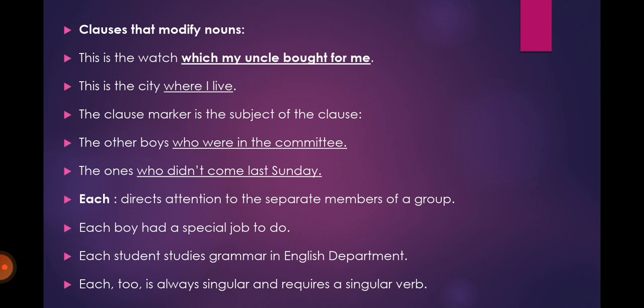مثل the other boys who were in the committee. الأولاد الآخرون الذين كانوا في اللجنة. who were in the committee. who هي subject، were الفاعل، in the committee عندي هنا prepositional phrase. The ones who didn't come last Sunday. who أيضا عندي هنا هي الفاعل بالنسبة لهذه الكلوز، didn't الفعل، وcome last day هي طبعا didn't come هي كلها نقدر نقول verb phrase هي العبارة الفعلية، و last Sunday هي adverb of time.